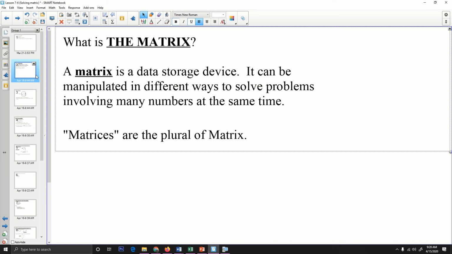Now we're going to use them to solve systems of linear equations, but matrices are used a lot in statistics and probability. Whenever you have lots and lots of data, it's very easy to put it into a matrix. It's a data storage device, and you can manipulate that very easily with a calculator. So in most instances, you're going to use a matrix with a calculator, but it is a good idea to have a general idea of what's going on in the calculator.